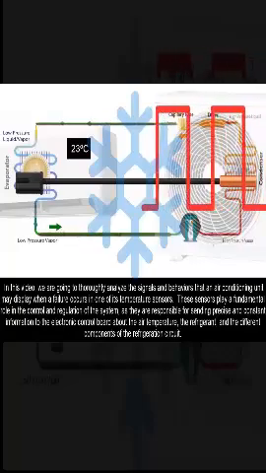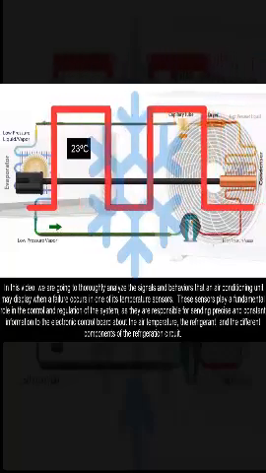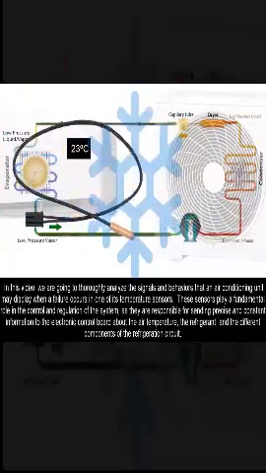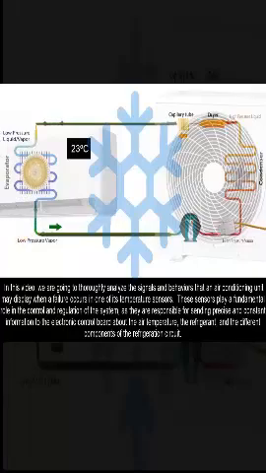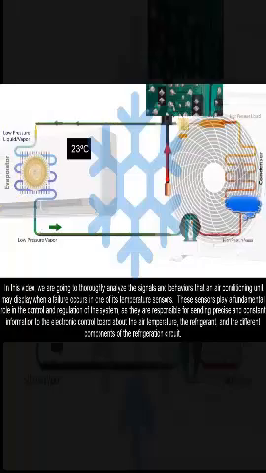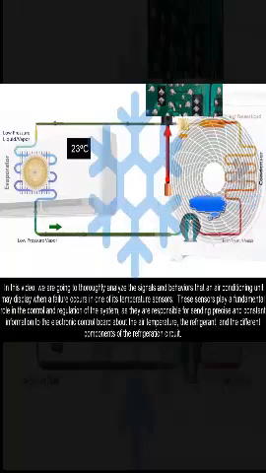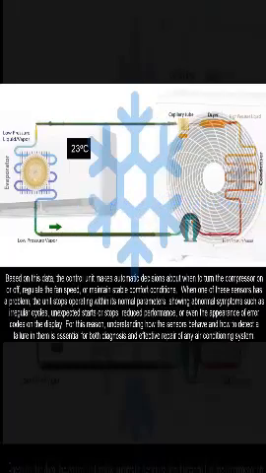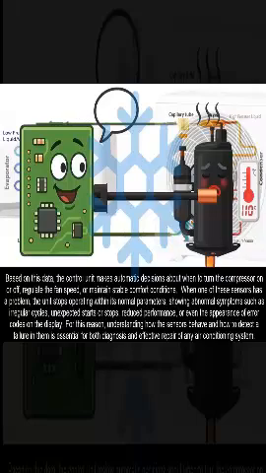In this video, we are going to thoroughly analyze the signals and behaviors that an air conditioning unit may display when a failure occurs in one of its temperature sensors. These sensors play a fundamental role in the control and regulation of the system, as they are responsible for sending precise and constant information to the electronic control board about the air temperature, the refrigerant, and the different components of the refrigeration circuit. Based on this data, the control unit makes automatic decisions about when to turn the compressor on or off, regulate the fan speed, or maintain stable comfort conditions.